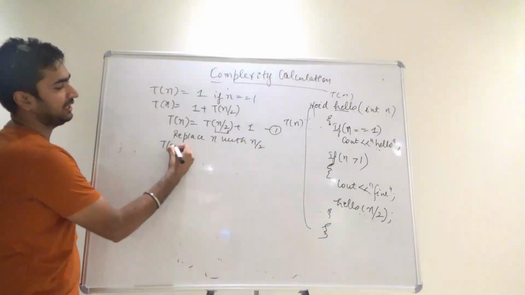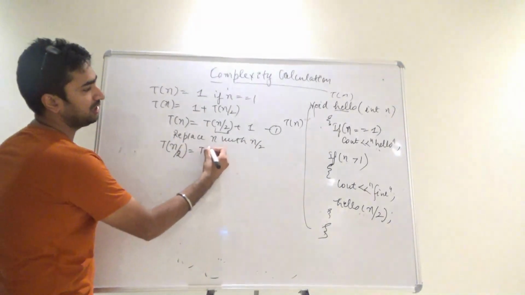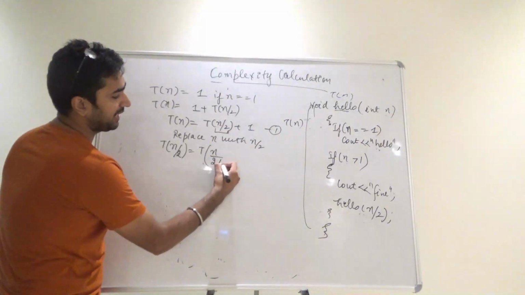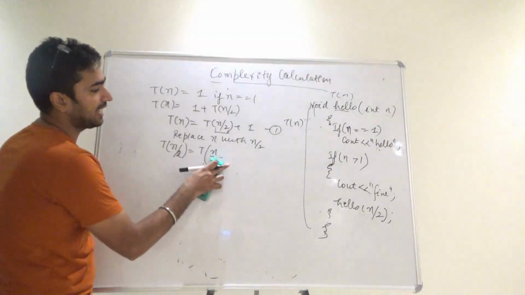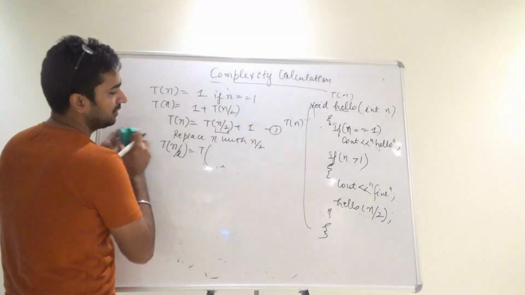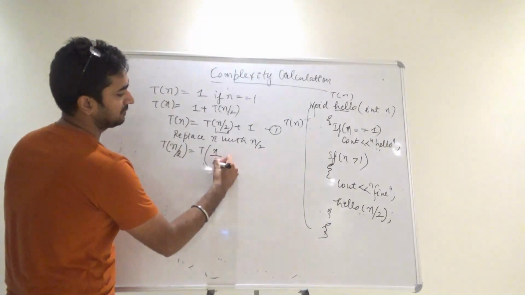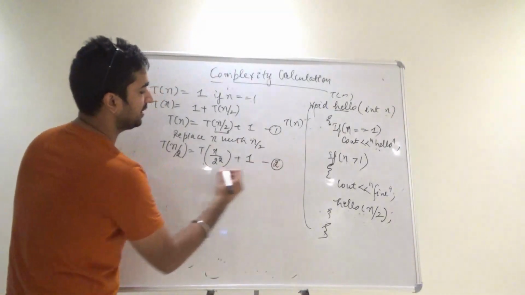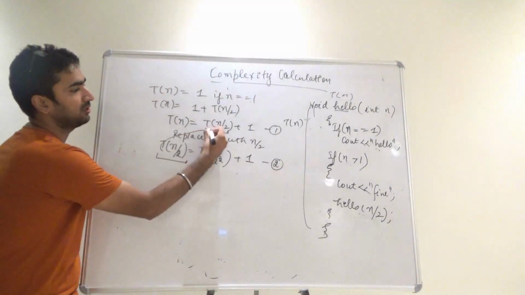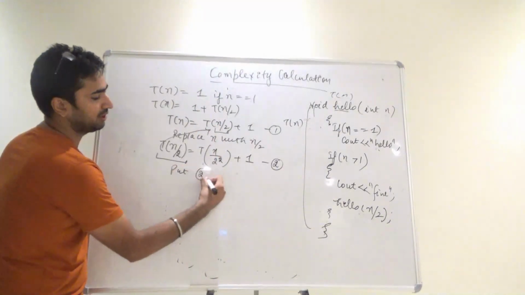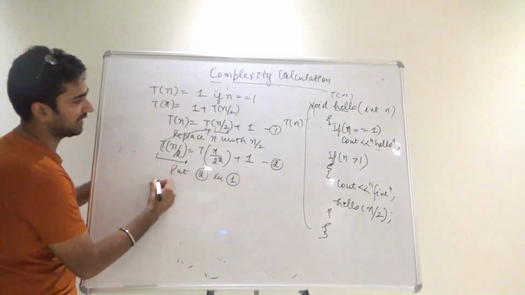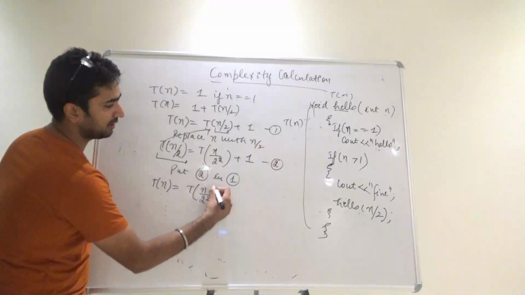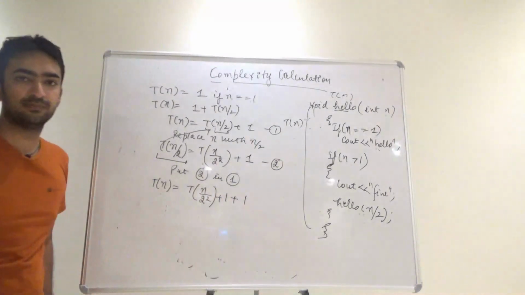What would I get? I would get T of n by 2 is equal to T of n replaced as n by 2, that is n by 2 by 2, which I could easily take as n by 2 square, plus 1. This is my 2. Clearly, I have got this answer which I can put over here. I can put 2 in 1. What I will get is T of n as T of n by 2 square plus 1 plus 1.